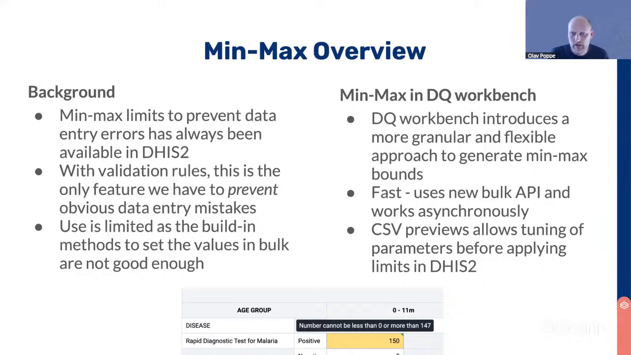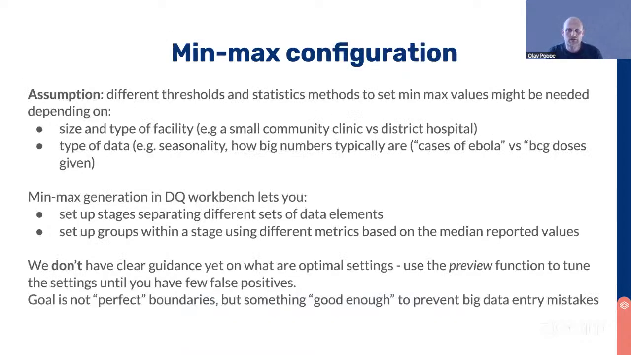We're looking at historical data, so you can see, okay, if I use these parameters, it would give a lot of false positives, so this doesn't work. Or you can try something else, and you can see this creates too wide bounds for the limits. You can play around and try to come up with a configuration that works for particular datasets. The assumption with this min-max generation is that you might need different thresholds and statistical methods for different datasets within DHIS.